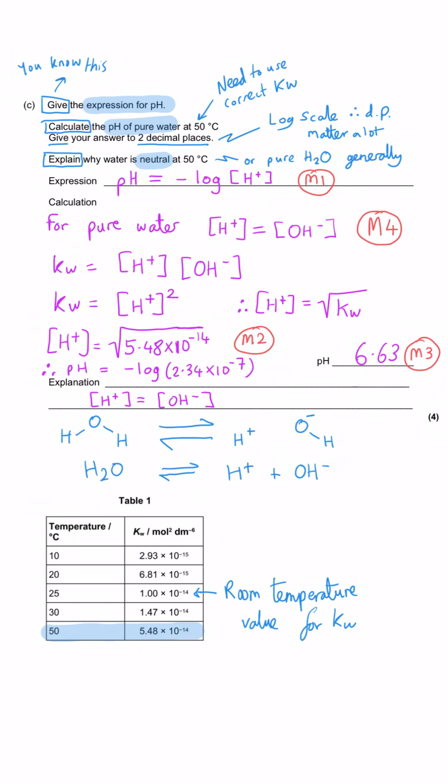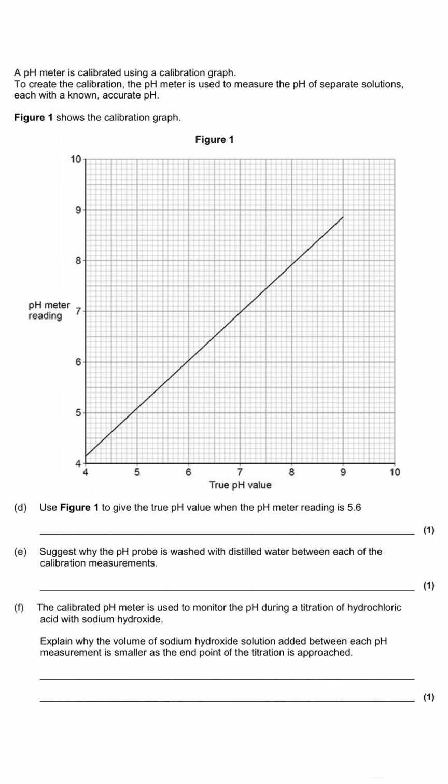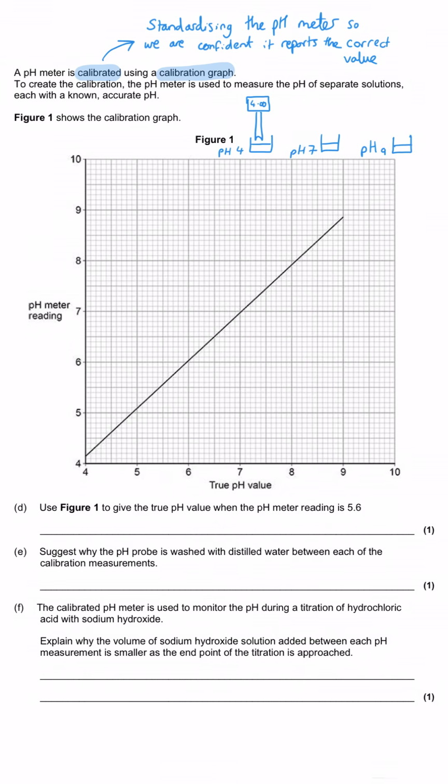So that's why these concentrations are taken to be equivalent. A pH meter is calibrated using a calibration graph. To create this calibration, a pH meter is used to measure the pH of separate solutions, each with a known accurate pH. They would probably use a range of different buffer solutions to do this.